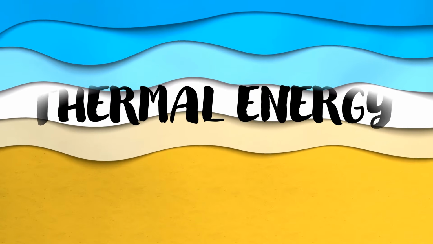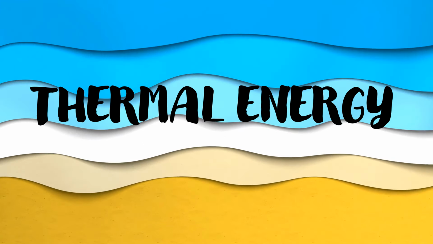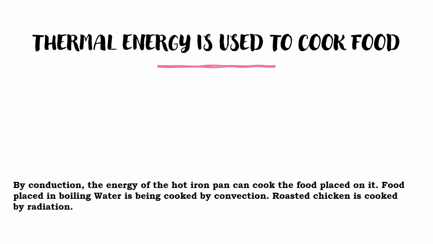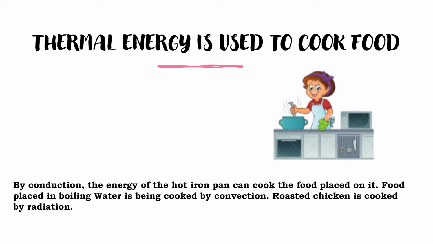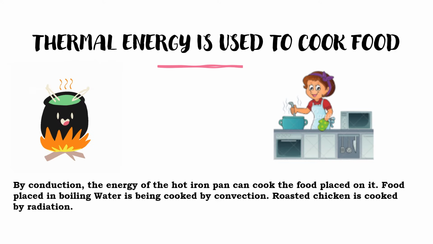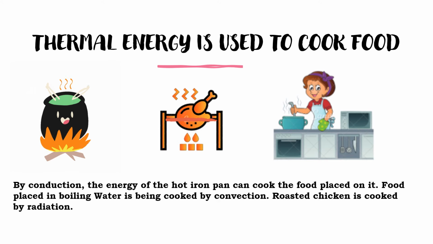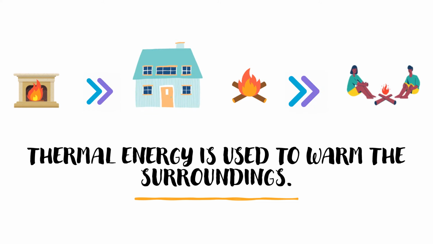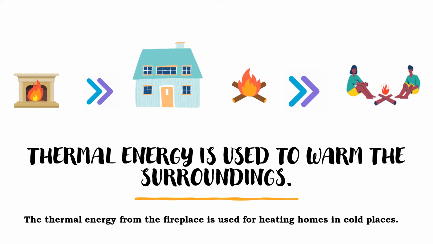Now let us proceed with the thermal energy. Thermal energy is used to cook food. By conduction, the energy of the hot iron pan can cook the food placed on it. Food placed in boiling water is cooked by convection, and roasted chicken is cooked by radiation. Another example is that thermal energy is used to warm the surroundings. So let us look at this illustration. The thermal energy from the fireplace is used for heating homes in cold places.